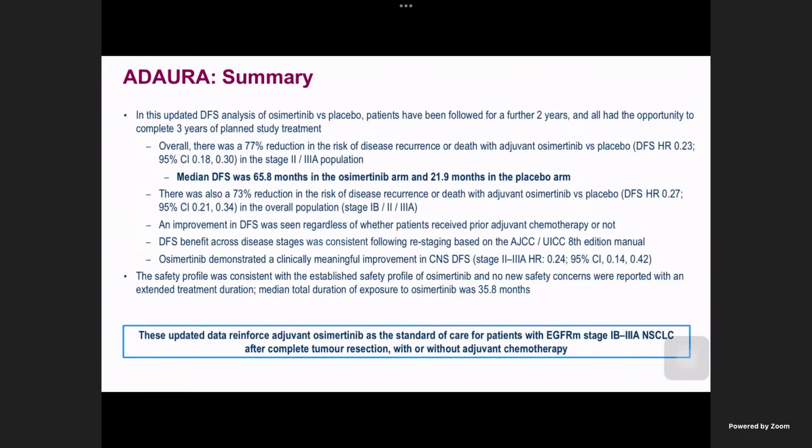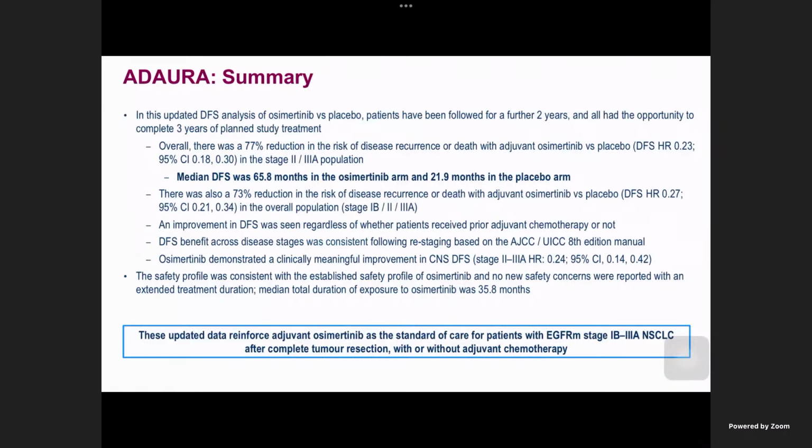So in summary, in this updated DFS analysis of osimertinib versus placebo, patients have been followed for a further 2 years and all had the opportunity to complete 3 years of the study treatment. There was a 77% reduction in the risk of recurrence or death with adjuvant osimertinib as compared to the placebo arm. The median DFS was 65.8 months in the osimertinib arm as compared to 21.9 months in the placebo arm.